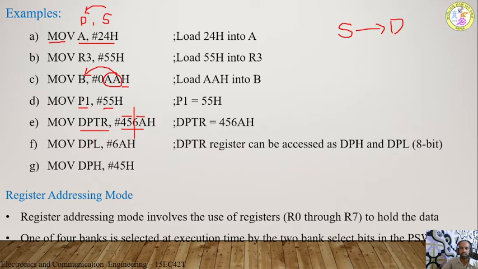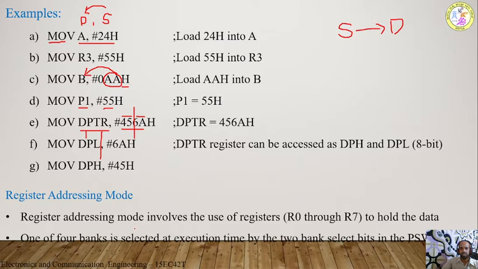This can be divided into two 8-bit registers. One is called data pointer low, DPL. Another one is called data pointer high, DPH. So this is how we can use the immediate addressing mode. So in the immediate addressing mode, we need to remember that the immediate data will be moved to a particular general purpose register. And the second type of addressing mode is the register addressing mode.